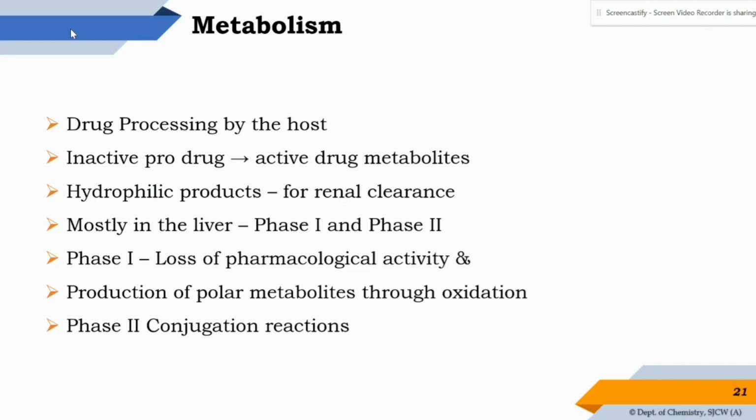The drug is there in the body for some time, it is acting near the target site, but after some time, the liver will start metabolizing it. So the processing by the host is what is called metabolism. In this metabolism, it can also be conversion of an inactive prodrug into an active drug metabolite. That is also metabolism, but mostly metabolism will refer to conversion of the drug into hydrophilic products for renal clearance.